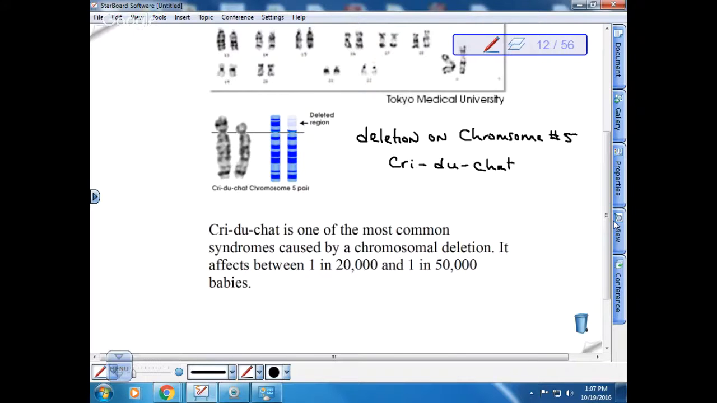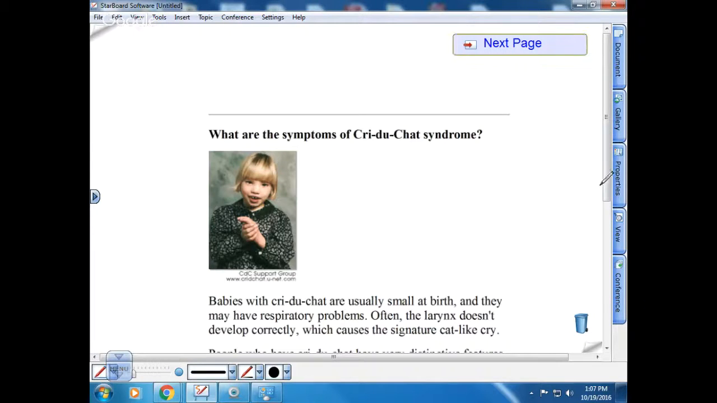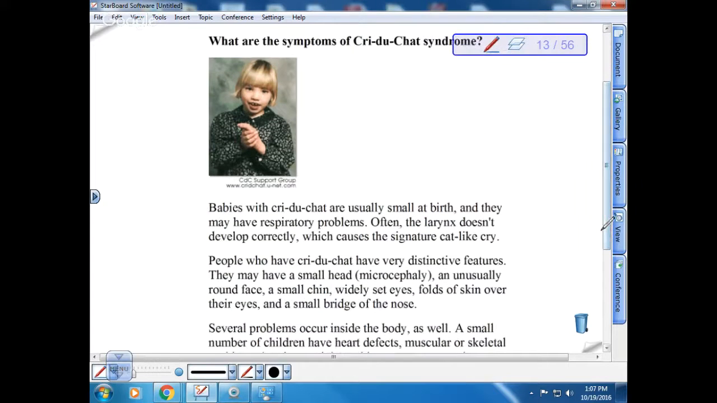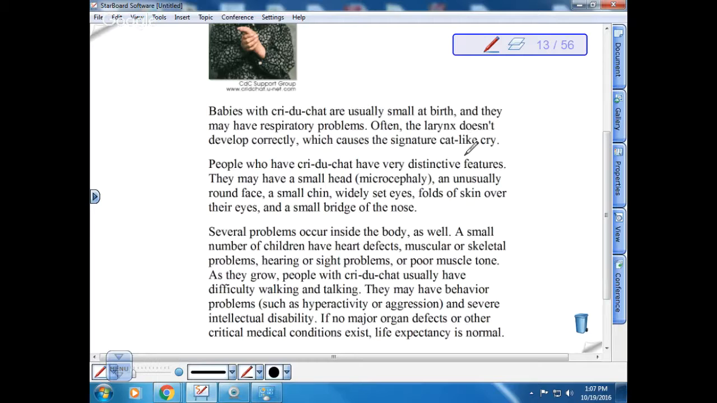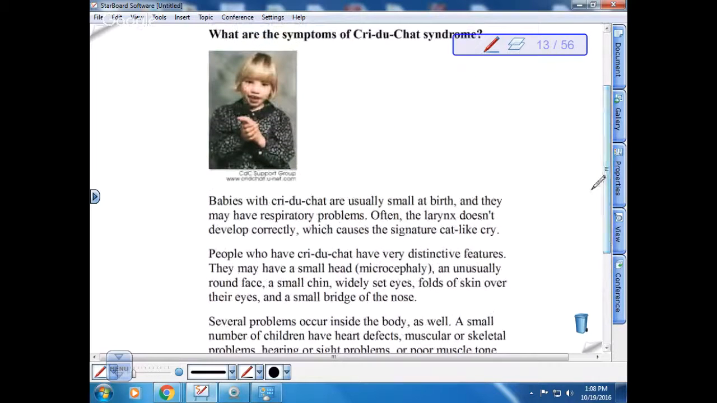It causes all kinds of problems in people that have it. They are usually small at birth, they have respiratory problems, and their larynx doesn't develop correctly. That's where the voice box is, and that's why they have that signature cry. And then they have microcephaly, which you hear a lot about in the news because the Zika virus also causes microcephaly. They generally don't tend to live a normal life expectancy. They generally tend to die of that particular syndrome.